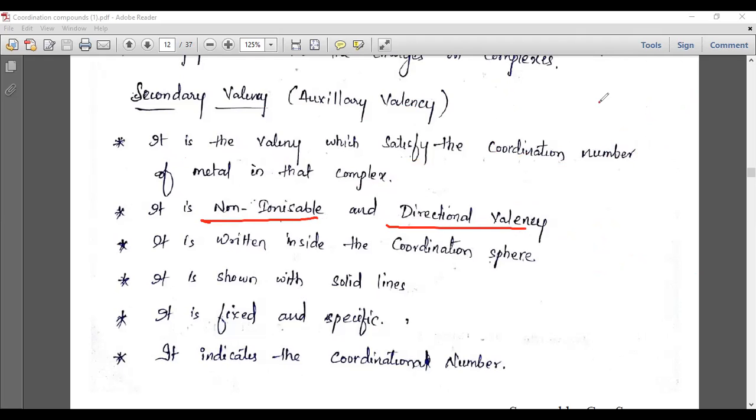But the primary valency is an ionizable valency and it is a non-directional valency. The secondary valency is non-ionizable and it is a directional valency. That means we cannot produce positive and negative charges from it like this, but in the case of primary valency, we can produce the charges here. In the case of these coordinate covalent bonds, that is the dative bonds, the coordination number, they are non-ionizable and they have a particular direction.